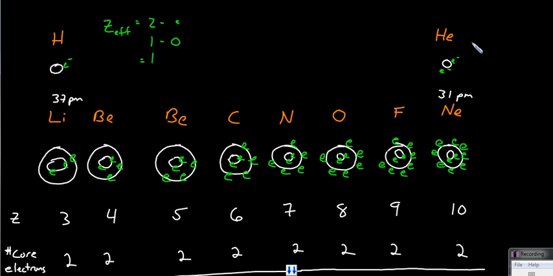Yet for helium, it's got 2 protons, yet still 0 core electrons. Its effective nuclear charge is 2. We can see that there is a different radius for hydrogen versus helium. Hydrogen is 37 picometers in radius, whereas helium is 31, significantly smaller. There's more effective pull of the nucleus on the electrons around helium than for hydrogen, because there are twice as many protons within the nucleus of helium.